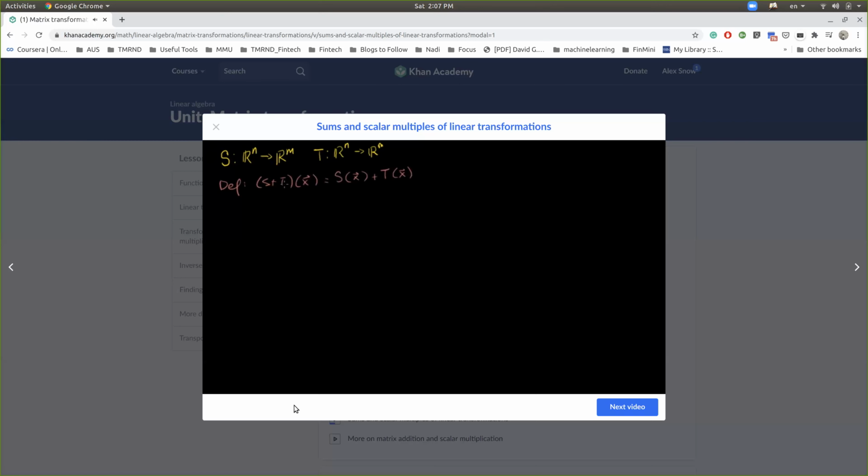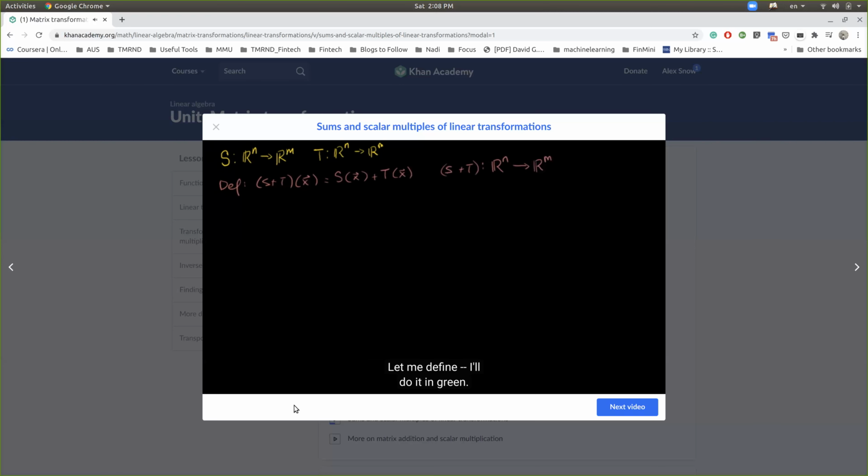So by definition, this S plus T transformation is still a transformation because it takes an input from Rn. It's still a transformation from Rn to Rm.